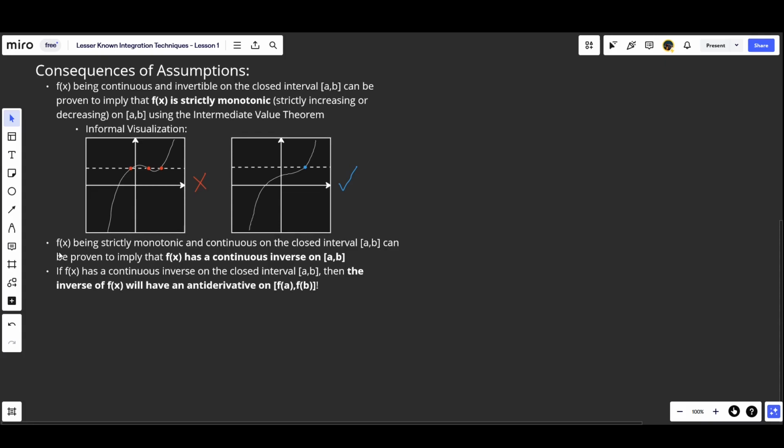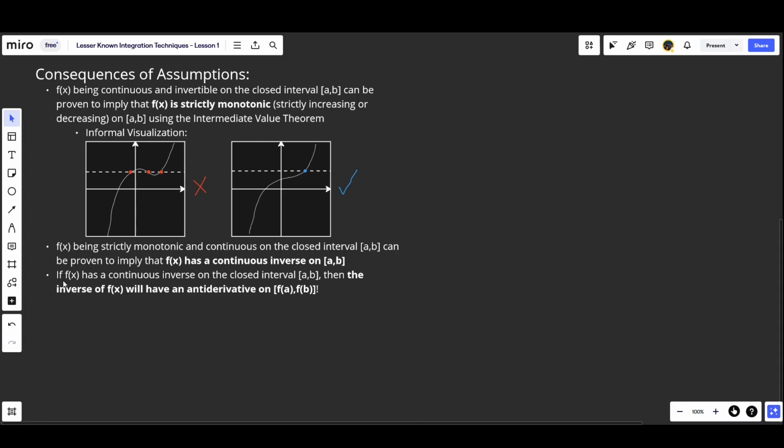Now that we have shown that f of x has to be strictly monotonic, it can be further shown that functions that are strictly monotonic and continuous on a closed interval, which f of x is, have a continuous inverse on that same interval. As a side note, although I am aware of this result, I have yet to work through the proof for it, so perhaps this could be an idea for a video in the future.